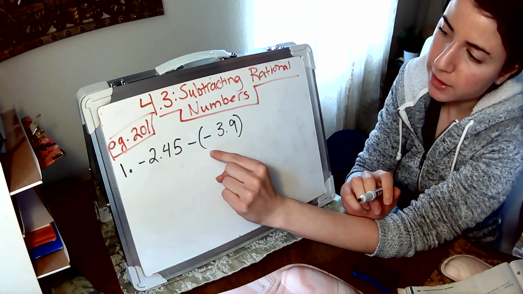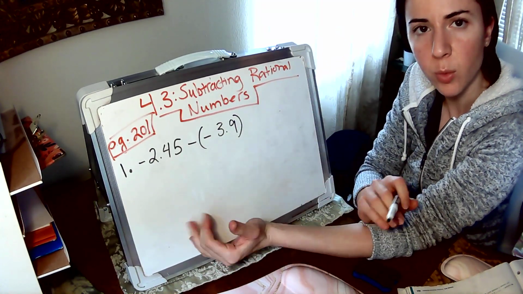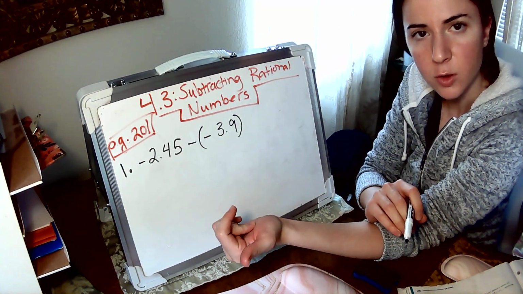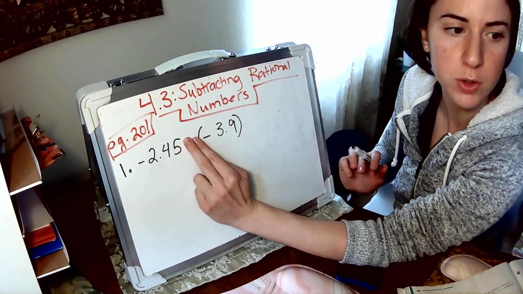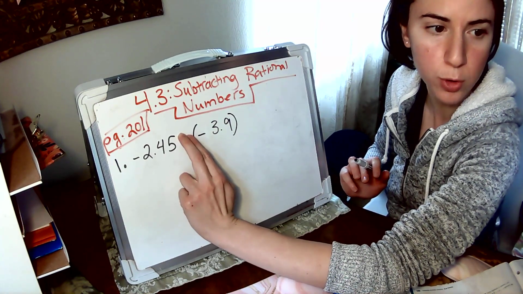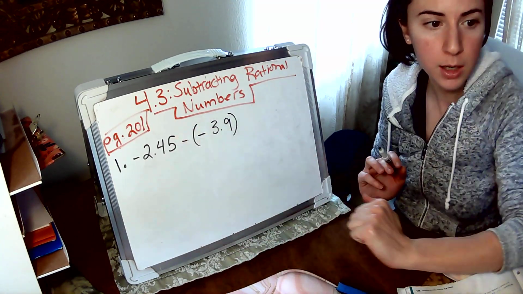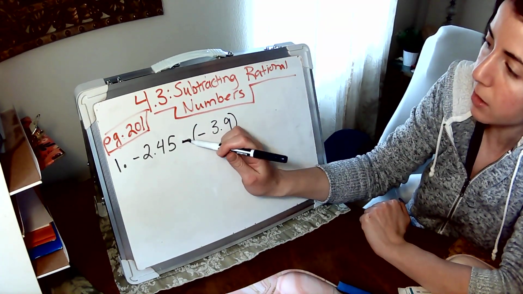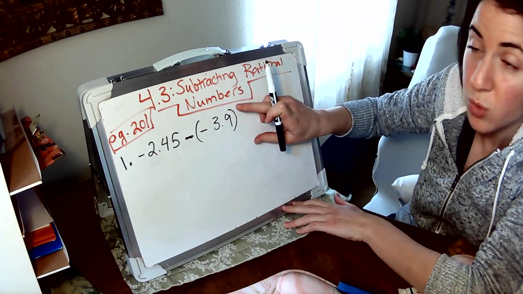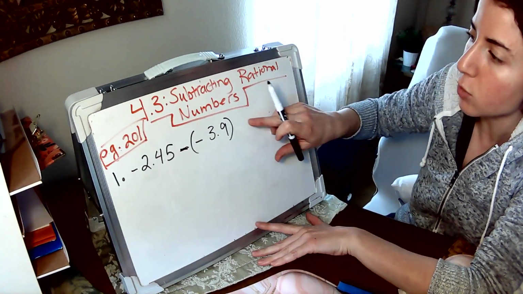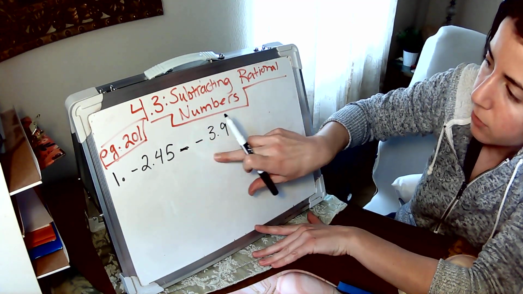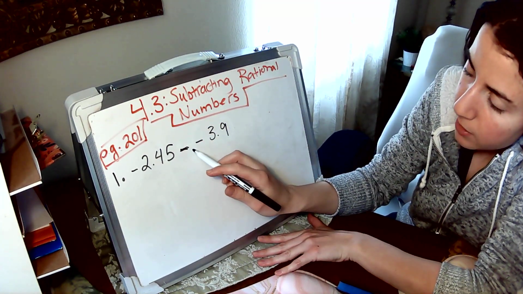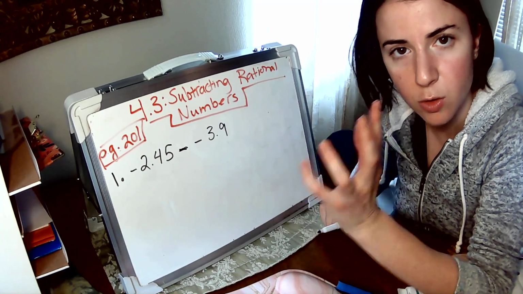Now these parentheses, once again, are just to group it off. We don't 100% need it. You only need it when it's right next to something. If this wasn't here, it'd be a multiplication, negative 2.45 times negative 3.9. But since we have an operation there, we do not need it. I'm just going to let you know that. And the reason it's helpful to disregard it for a sec is because then we can recognize what's happening in this question.